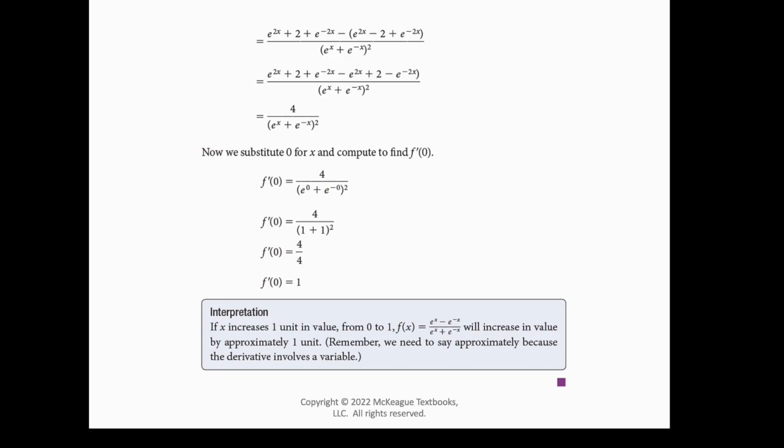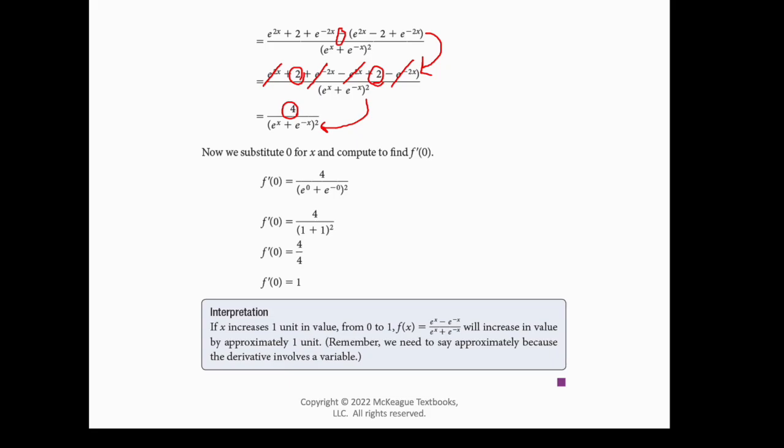When we start cleaning this up, this is where we distribute the negative, so it's going to switch all those signs down here. So now I have e raised to the 2x minus e to the 2x. Those cancel, and then the same thing goes for these. What I'm left with is 2 plus 2, so that's 4 on the top. And then, of course, we keep bringing down our denominator squared. Whew, that was rough. It wasn't hard, it was just very tedious.